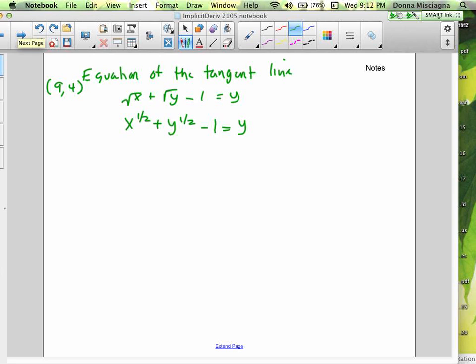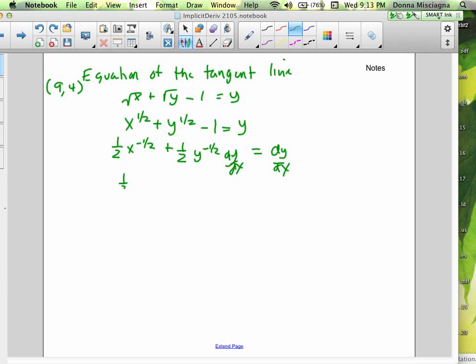The derivative of x to the 1/2 is going to be 1/2 x to the negative 1/2. The derivative of y to the 1/2 would be 1/2 y to the negative 1/2 dy dx. The derivative of 1 is 0, so I'm not going to even bother to write it in. And the derivative of y is dy dx. Since there's already a term on the right-hand side with the dy dx, let's just move the other term with the dy dx to go with it.